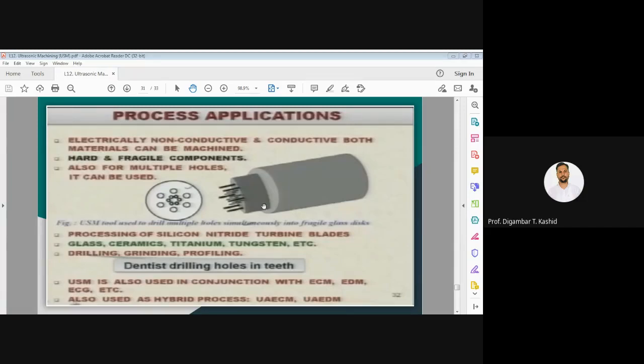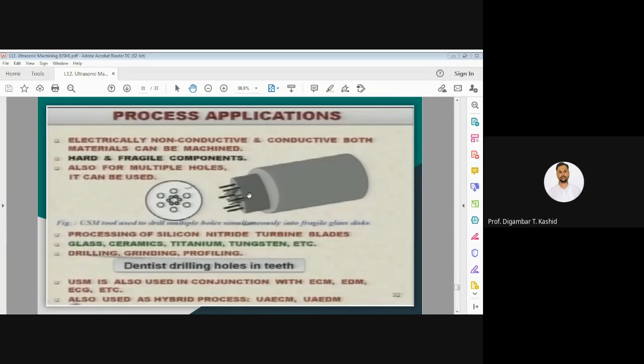Well, actually, this is a tool, and it has more than one tool, and this is a shape that can be produced on your workpiece. Here you can see there are six bigger size holes, and six smaller size holes. You can see, all these 12 holes have been produced at the same time using this particular tool. Okay, so this is an important process application.